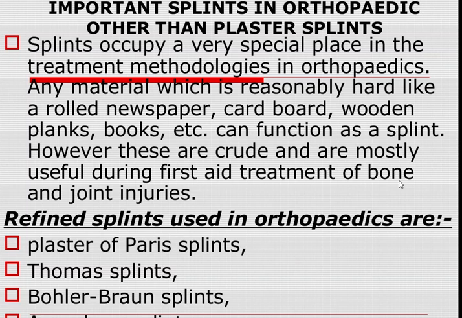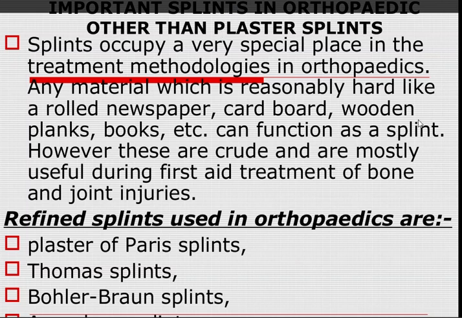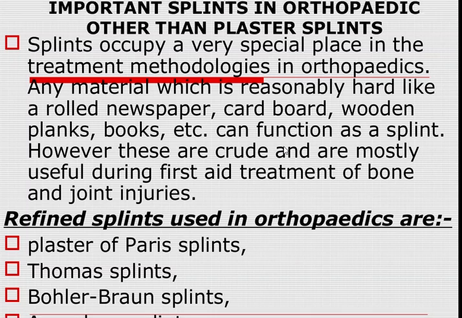Any material which is reasonably hard, like a rolled newspaper, cardboard, wooden planks, books, etc., can function as splints. Mostly we use metal and wood, but if they are not available, then we can make improvised splints, which we have discussed before. With these materials we can make an improvised splint. These are crude and are mostly useful during the first aid treatment of bone and joint injuries.